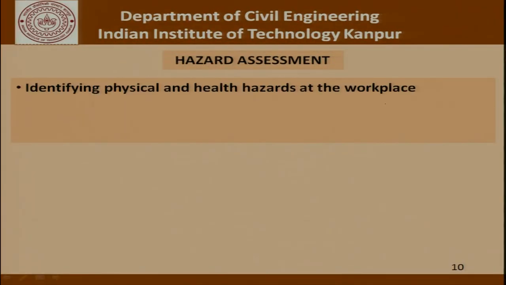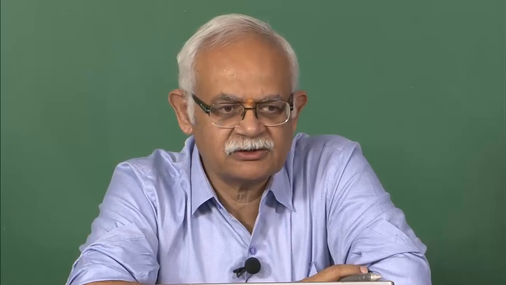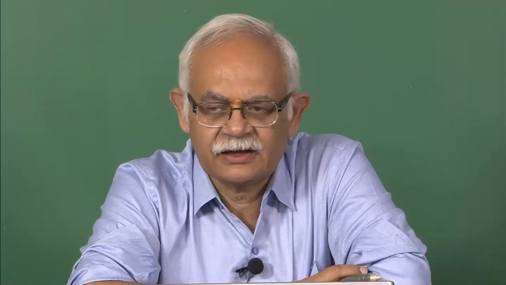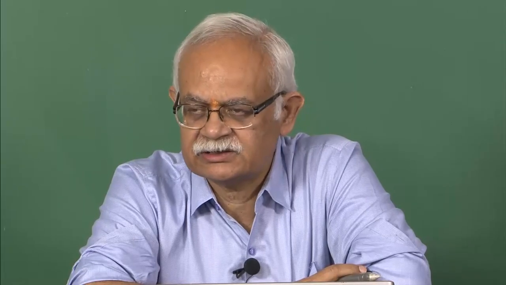Now, coming to hazard assessment, what we have to do is to identify the physical and health hazards at the workplace. And potential hazards have to be classified into the following categories. Of course, these are perhaps not exhaustive, but at least it's indicative: impact, electric, penetration, compression, chemical, heat or cold, harmful dust, light or optical radiation, and biological, and so on. So, depending on the different phases of construction, different types of construction, there could be different hazards that will come into play as far as a construction site is concerned.